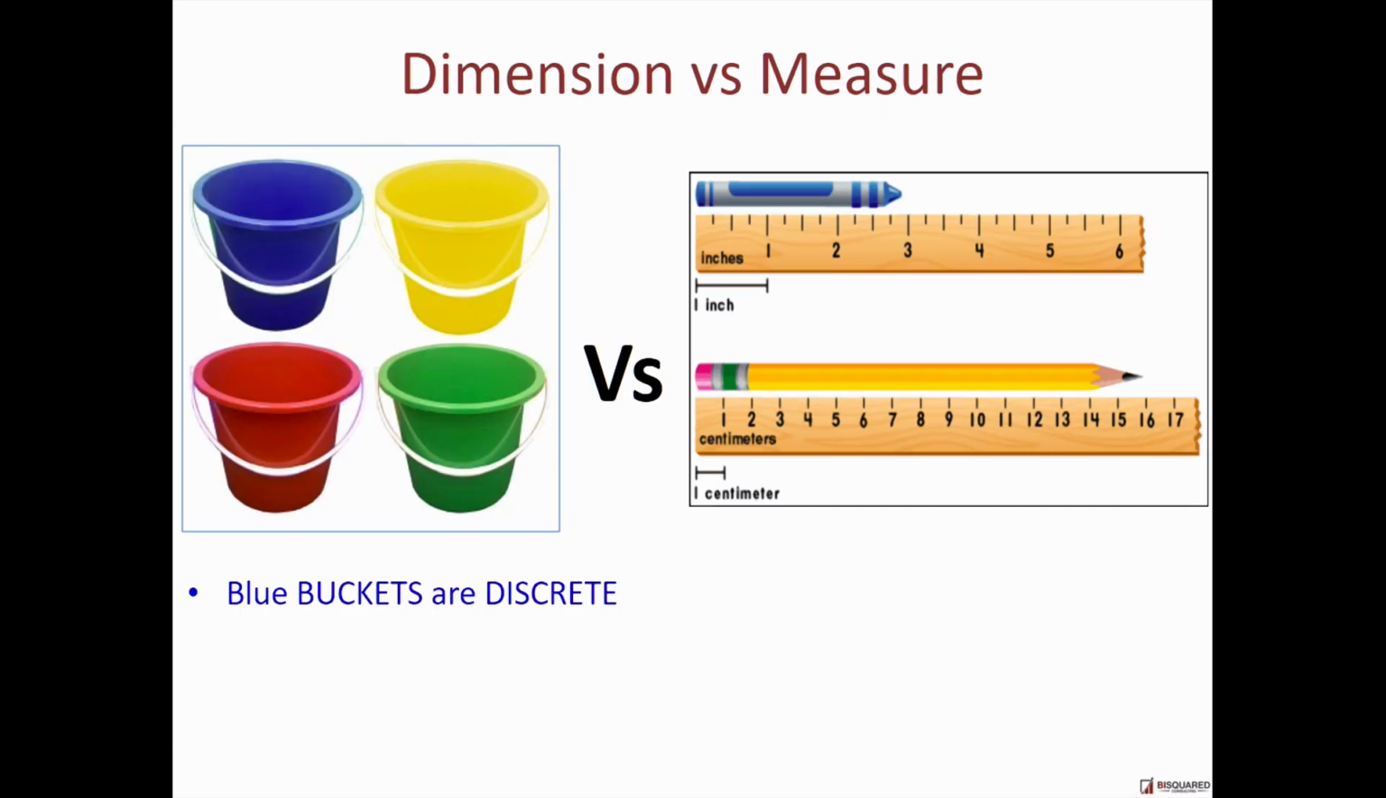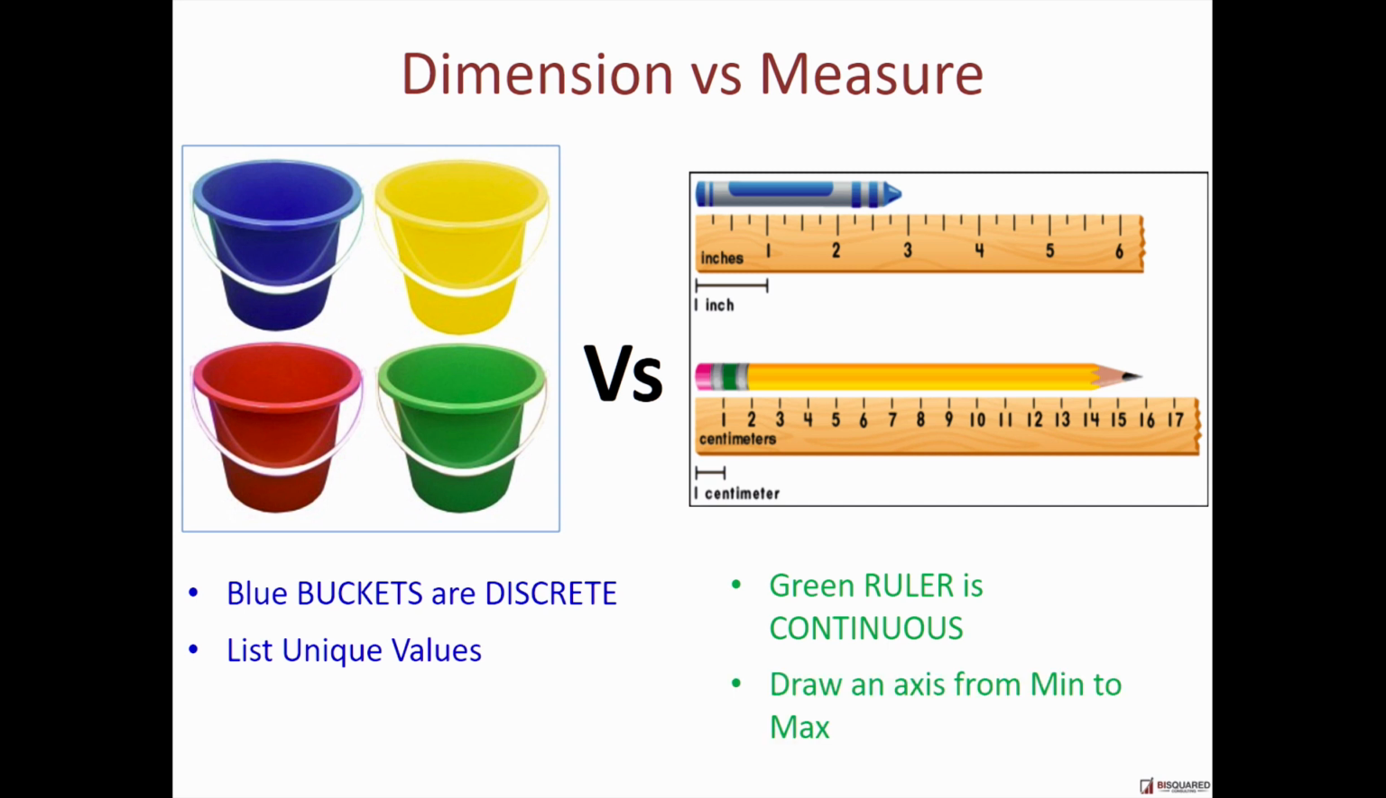Now let's summarize. Blue buckets are discrete. That means we are going to list individual values. Tableau will list individual values when we are dealing with dimensions. Green ruler is continuous. That means Tableau will draw an axis from min to max, because that's what we will naturally do when we have to plot a number, like the student in my class has done.